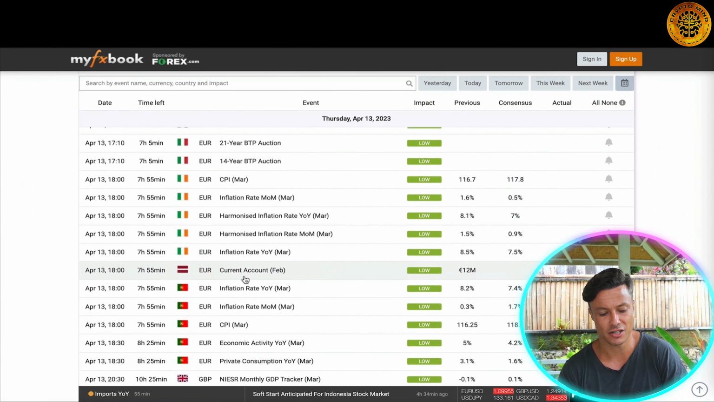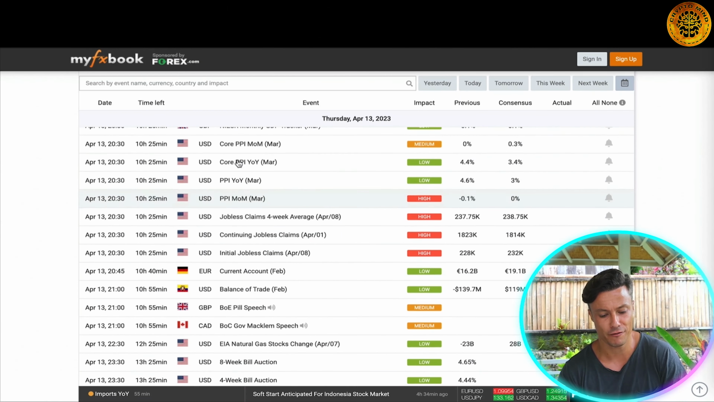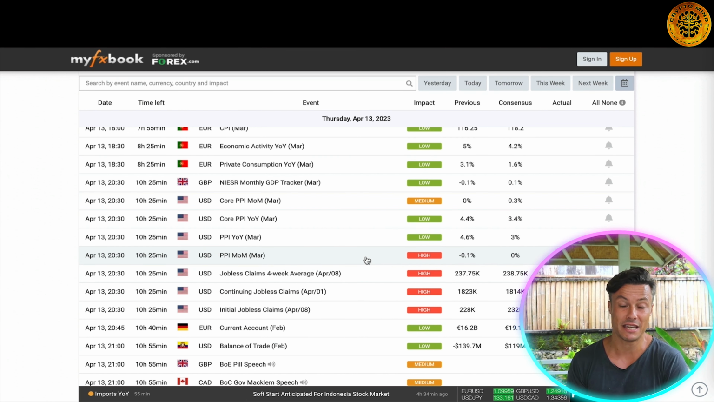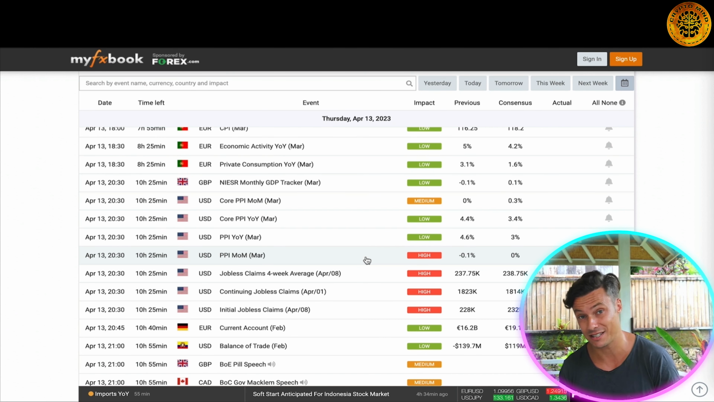Obviously, we're looking for the US dollar, and you can come down through and look for the American flag. Here we've got some big news happening in 10 hours and 25 minutes with jobless claims and various other things, which will have a big impact on the dollar, and that's essential. I keep my eye on that if I want to trade crypto, or if I want to trade the US dollar pairs like GBP/USD, etc.